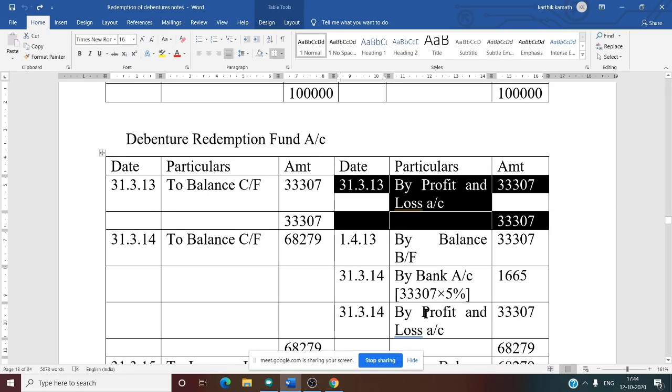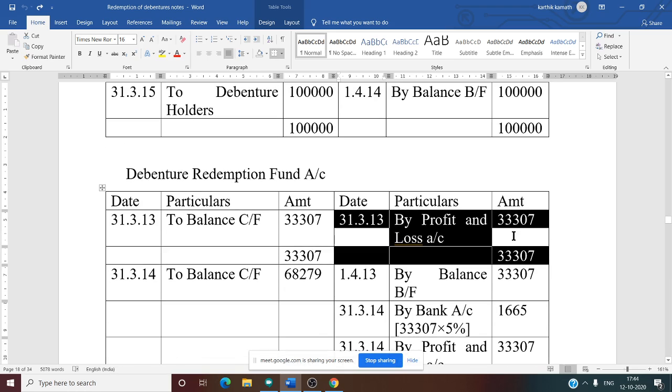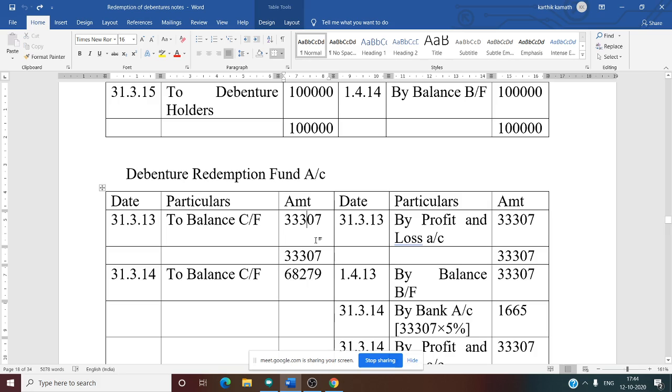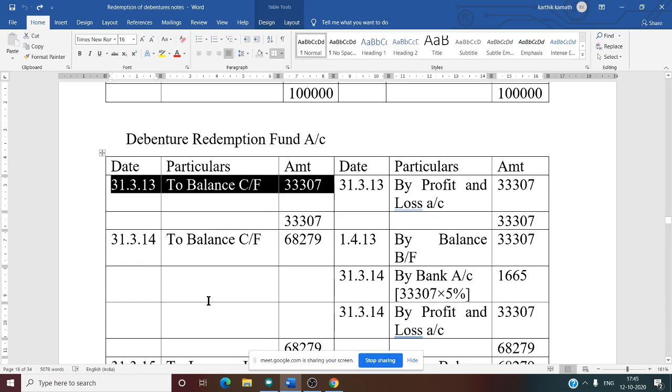Start from the credit side. So at the end of the first year, by profit and loss account 33,307. Why? Because this is the amount we kept aside for each year. No other entry in that year. Close that account for that year. To balance carry forward 33,307. No other entry.